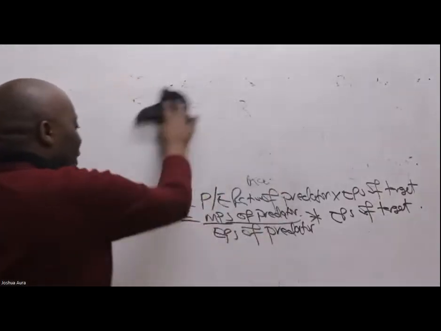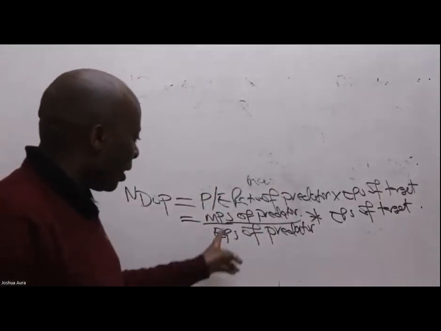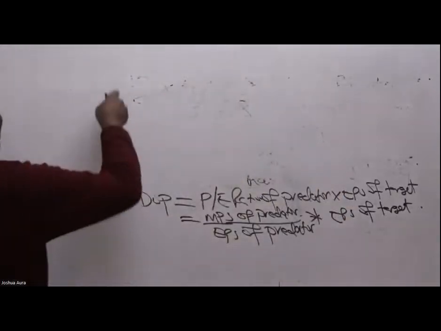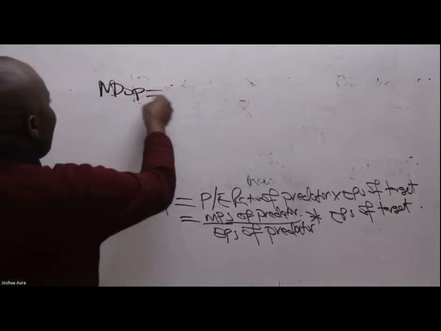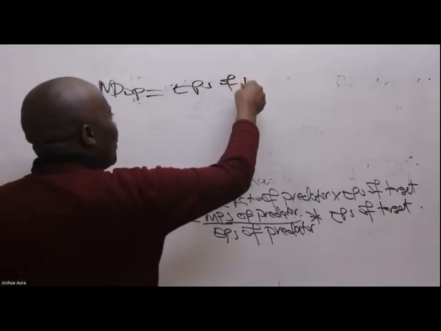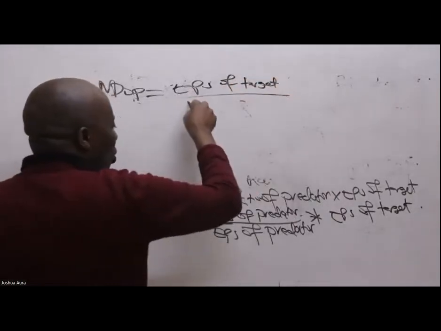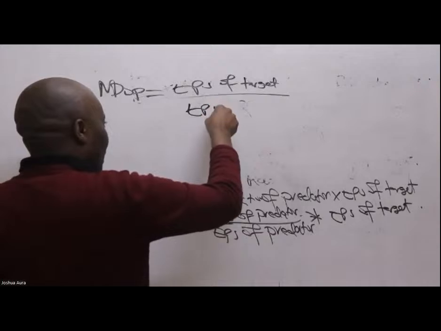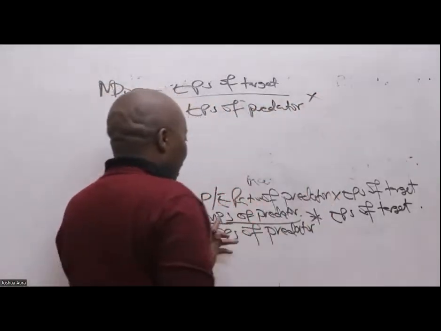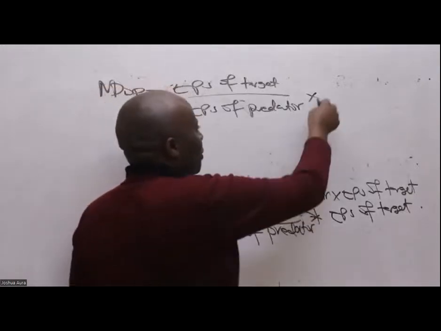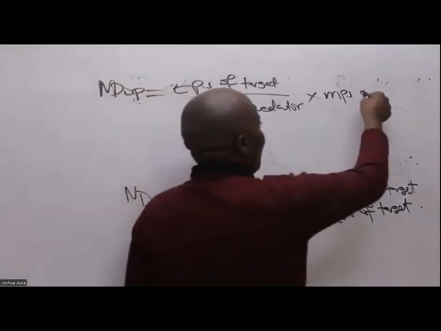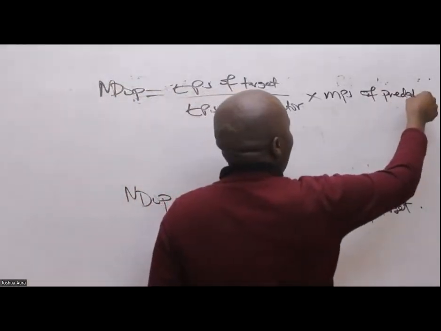Now, ladies and gentlemen, please listen. I would want to swap them. So to swap them, this is what we have. I'm swapping positions. Then I will talk of EPS of target company all over EPS of predator, and then I can take MPS onto the other side, multiplied by MPS of predator.